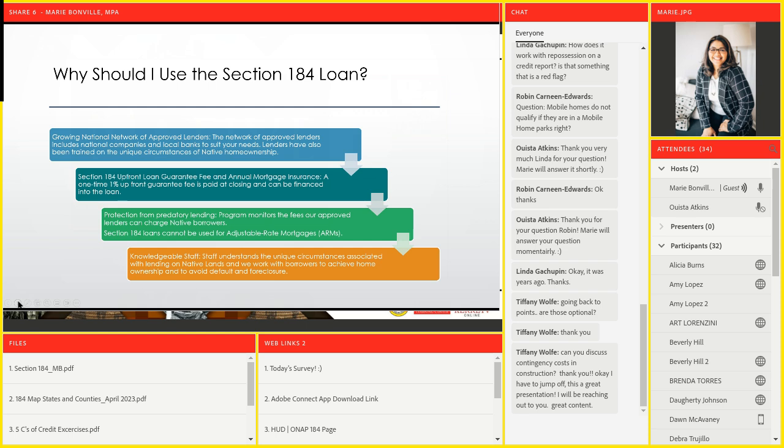You have to be an approved lender through HUD. Like you can't just decide as a lender to provide the Section 184 loan. You have to go through a process. This upfront guarantee fee that I was telling you about, again, it went from 1.5% to 1%.